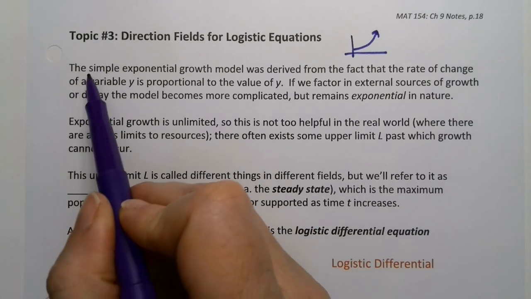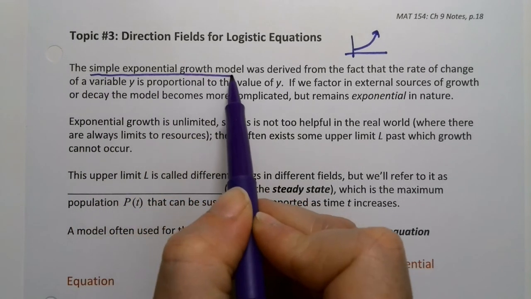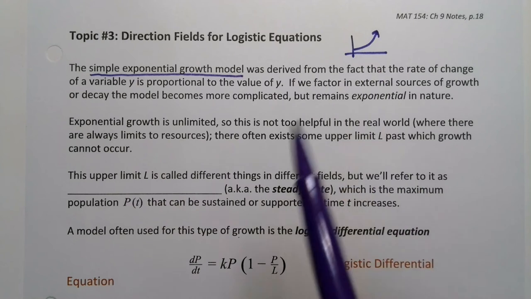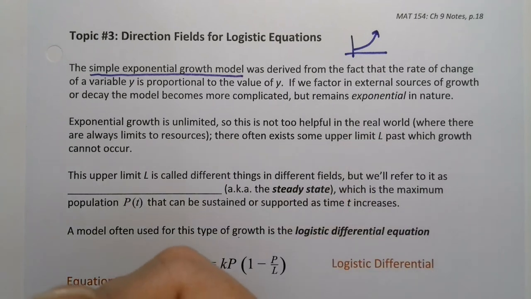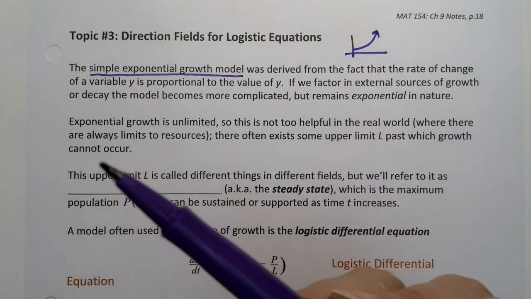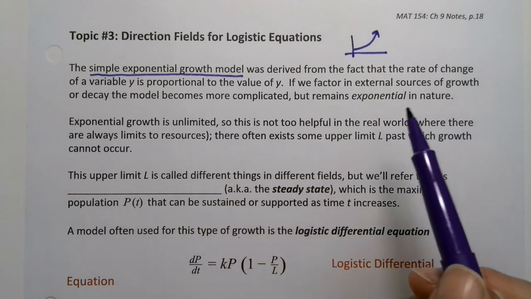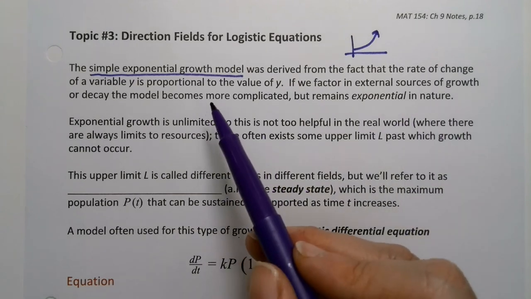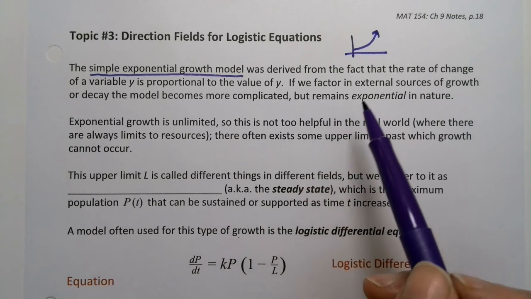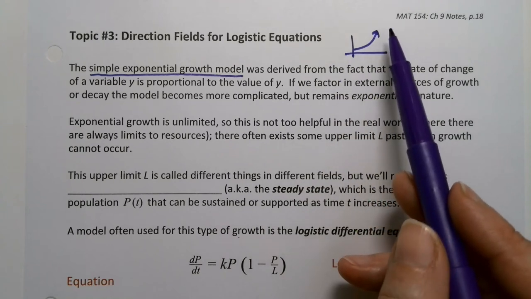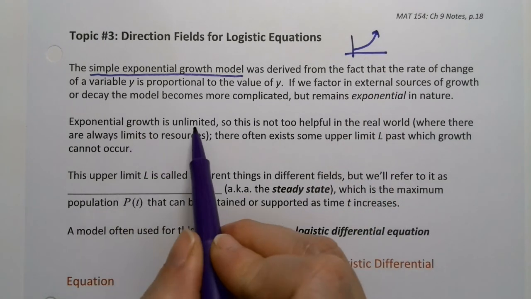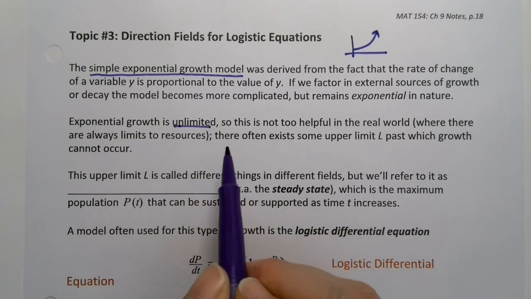So keep in mind that the simple exponential growth model that you know and love was derived from the fact that the rate of change of a variable y is proportional to the value of y. If we factor in external sources of growth or decay, the model becomes more complicated, but it remains exponential in nature. But the problem is that exponential growth is unlimited, which is not realistic.